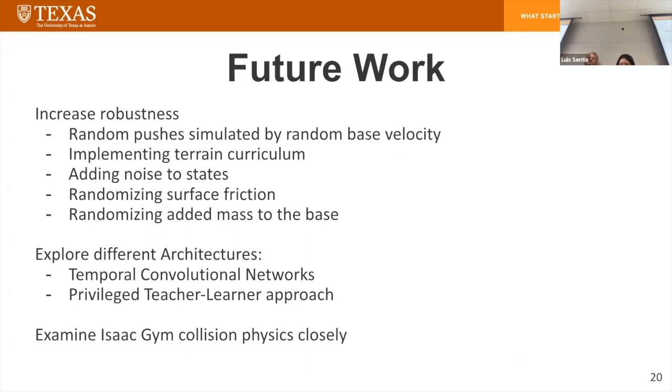So this is just a little bit of future work. If we were to increase the robustness, we would use a lot of the tools that IsaacGym has, which is what I mentioned before, random pushes. We didn't see it here, but they have a terrain curriculum where they spawn ANYmal in different terrains like stairs and rough surfaces. So that would also be something we could do. Again, this is just adding noise to the sensor states or the sensor readings, randomizing surface friction and added mass. And I think we already discussed the different architectures. So the TCN is an obvious step.